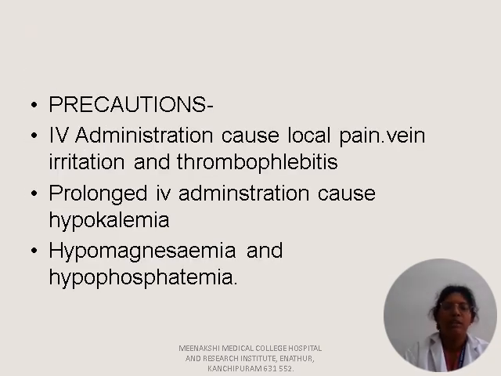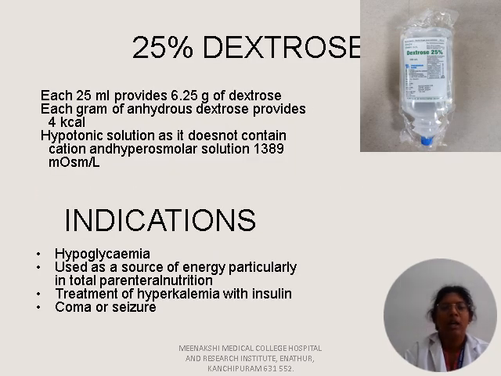And precautions: IV administration can cause local pain and vein irritation and thrombophlebitis. Prolonged IV administration can cause hypokalemia, hypomagnesemia, hypophosphatemia. And next is 25% dextrose. Each 25 ml provides 6.25 gram of dextrose.